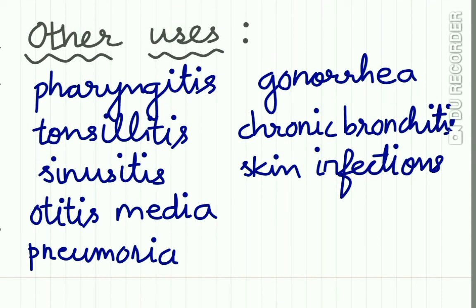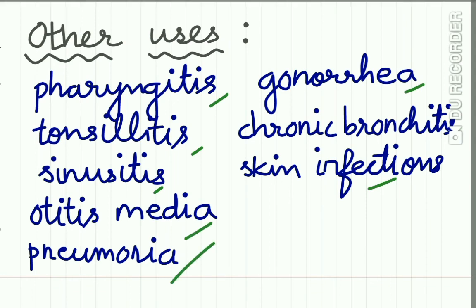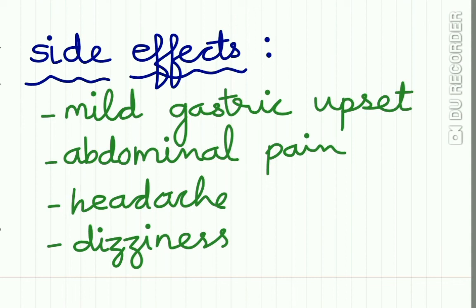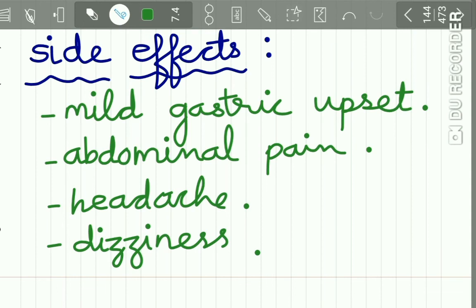Other uses of azithromycin are in pharyngitis, gonorrhea, tonsillitis, chronic bronchitis, sinusitis, skin infections, otitis media and pneumonia. Side effects include mild gastric upset, abdominal pain, headache and dizziness.